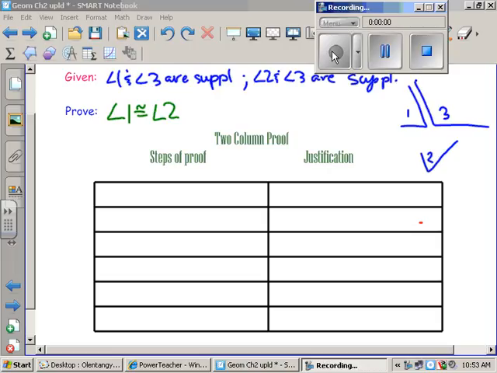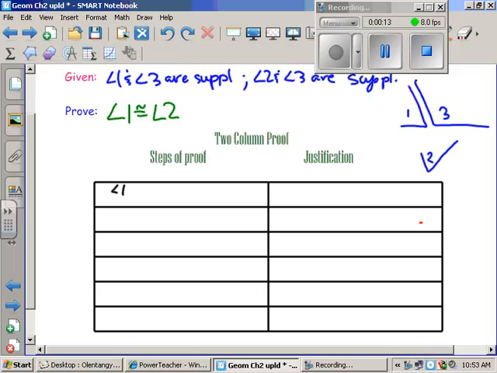We have the given, we have the proof. Who can tell me the stuff we know? What can we put in our chart, our two columns? For the first box, you can put the given in it. Right. So we can say angle 1 and angle 3 are supplementary.